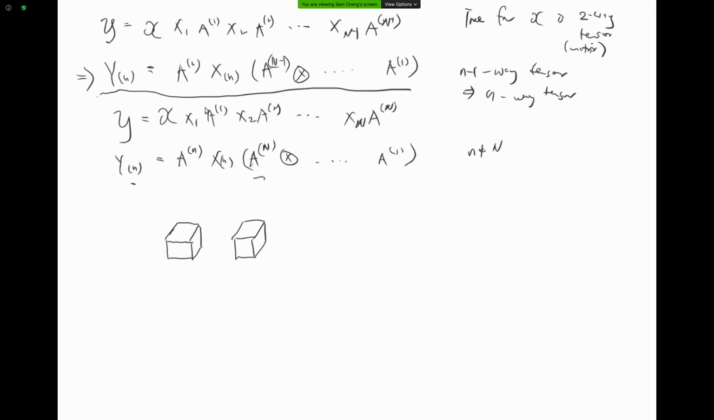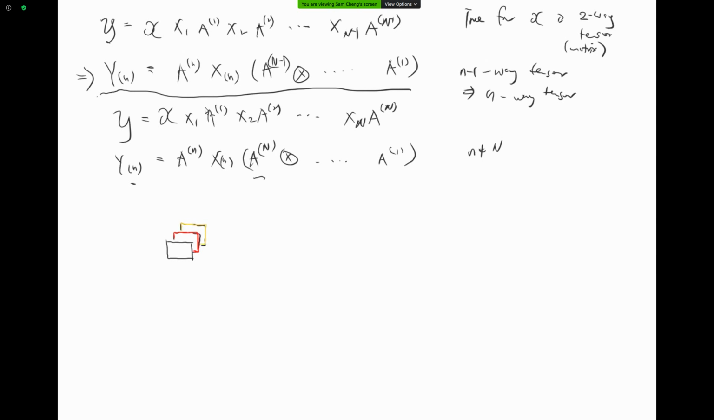Okay, maybe this is too complicated. Maybe I just make x a 3 way tensor, but it will still illustrate what's going on. Let's say it's 3 ways, and let me draw it more explicitly: I have 3 layers in the third way. Maybe you can put different colors for those.